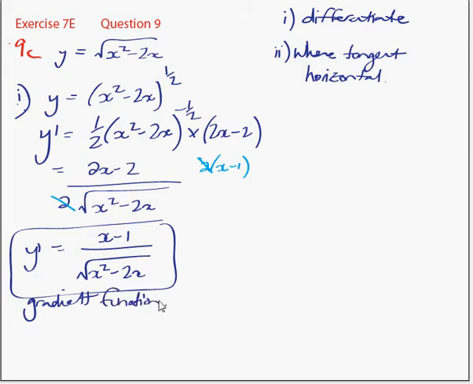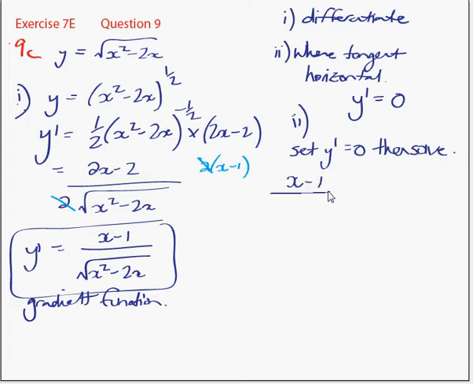Now, for the second component, I need to find where the tangent is horizontal. Horizontal means flat, that is, I want y dash to be 0. Having a gradient of 0 will make it horizontal. So I do two things. I set y dash equal to 0, and then I solve. So my y dash is x minus 1 over the square root of x squared minus 2x. I set that equal to 0, and now I solve.